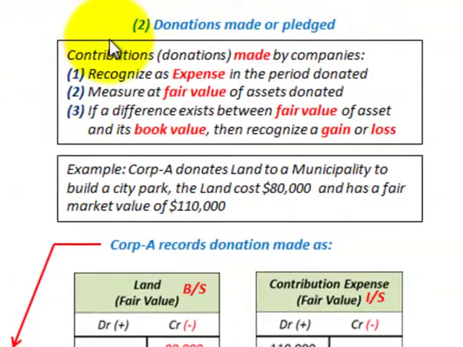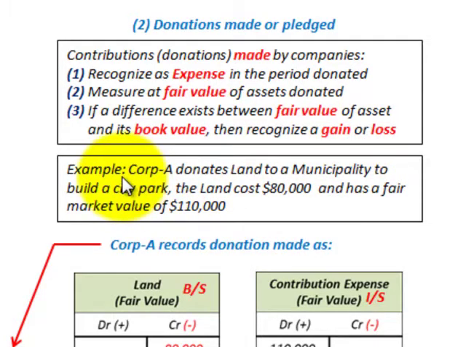Now let's look at the case where donations are made or pledged. And these are again contributions or donations made by companies. Number one, you recognize it as expense in the period it's donated. Number two, measure it at the fair value of the assets donated. And number three, if a difference exists between the fair value of the asset and its book value, then recognize a gain or a loss.